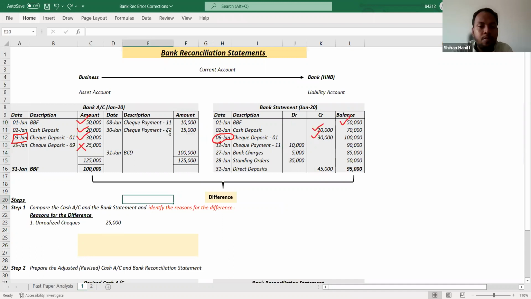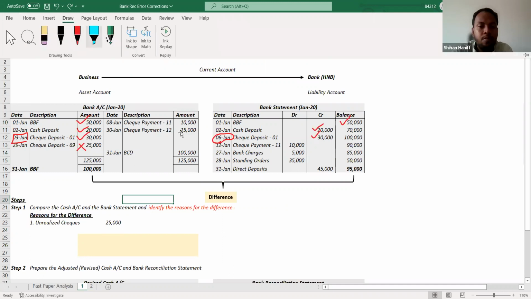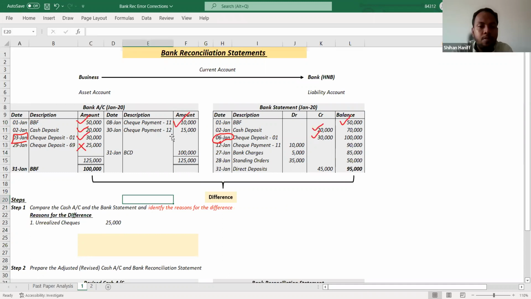Then there is another check, check number 12. This is not in the bank statement. So what is this? We have given a check, but it was not presented to the bank. This is called an unpresented check. So you can write this as reason for the difference number 2: unpresented checks, 15,000.